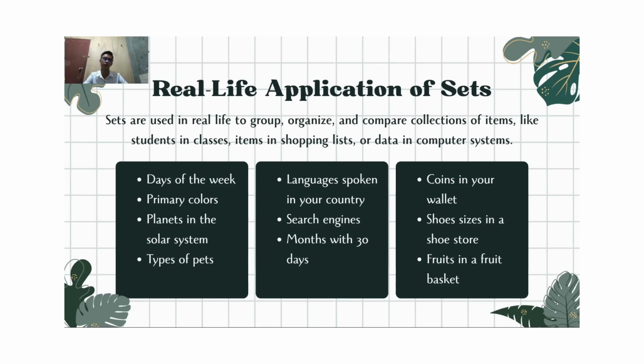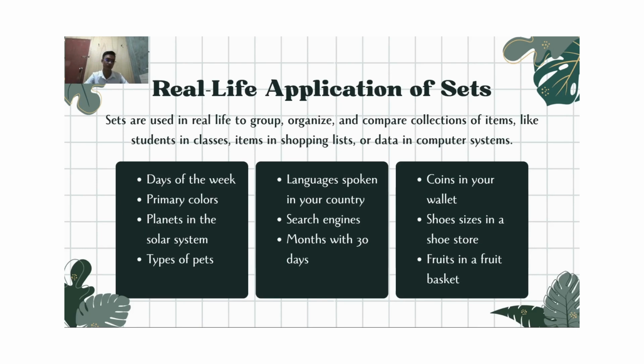We can consider that a set. In the next box, we can see a set of languages spoken in our country, which is the Philippines. There are many sets of different kinds of languages. The second one, we have the set of search engines. The third one, the set of months with 30 days. And in the last box, we can see the set of coins in our wallet.